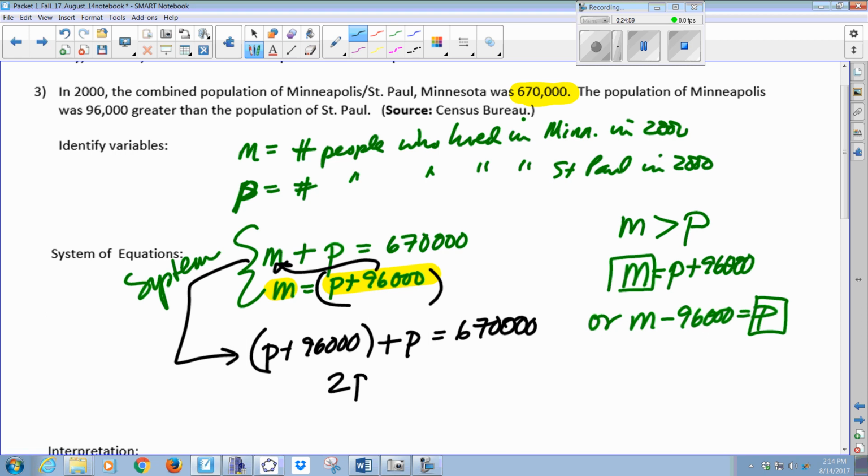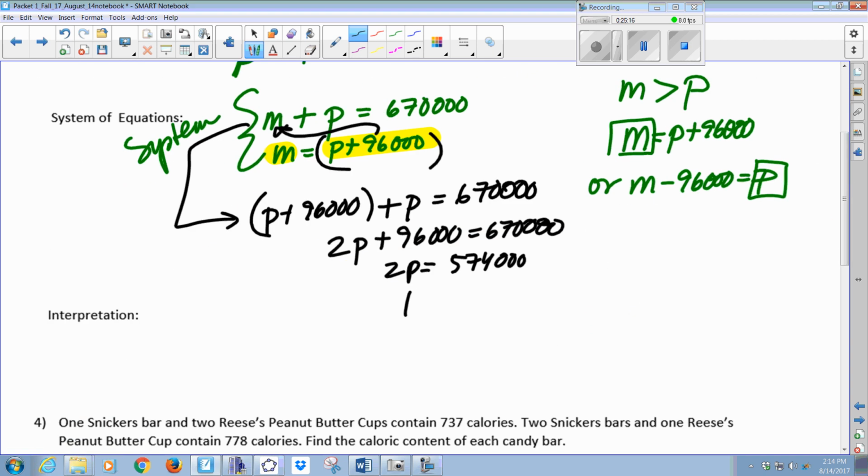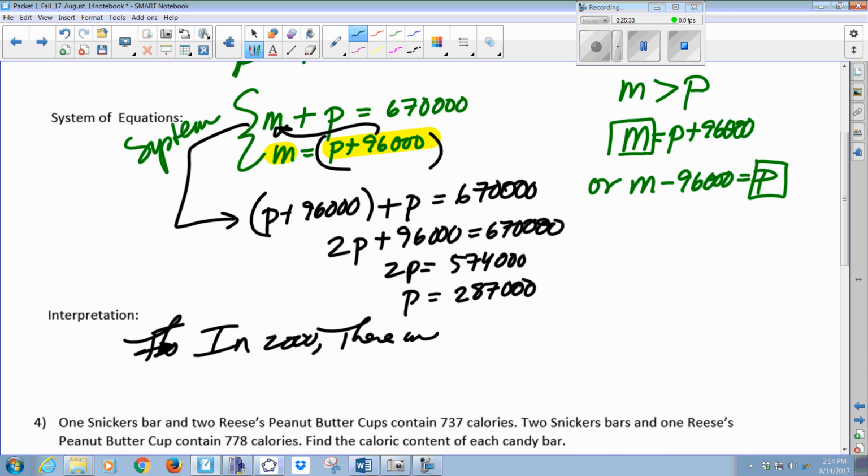I drop my parentheses and I get 2P plus 96,000 equals 670,000. So 2P equals 574,000 by subtracting 96,000 from both sides of the equation. And I get P equals 287,000 when I divide both sides of the equation by 2. So this tells me that in 2000 there are 287,000 people living in St. Paul, Minnesota.